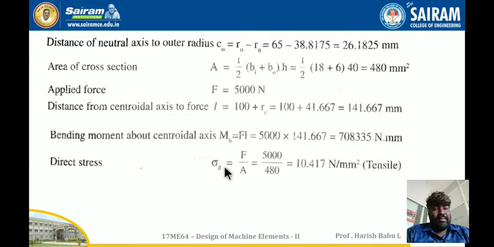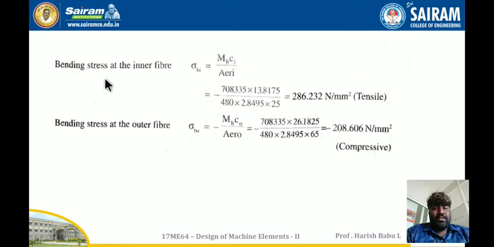The direct stress sigma d is equal to F by A, that is 5000 by 480, which is 10.417. I'm going to get a direct stress that will be a tensile one. For the bending stress at the inner fiber, the inner fiber goes for tension, so I'm going to take it as positive. I substitute the MB, Ci, A, e and Ri values and I'm going to get 286.232 newton per mm square. The bending stress at the outer fiber will be a negative one since it goes for compression. So MB Co over A e Ro, I'm going to get minus 208.606 newton per mm square.